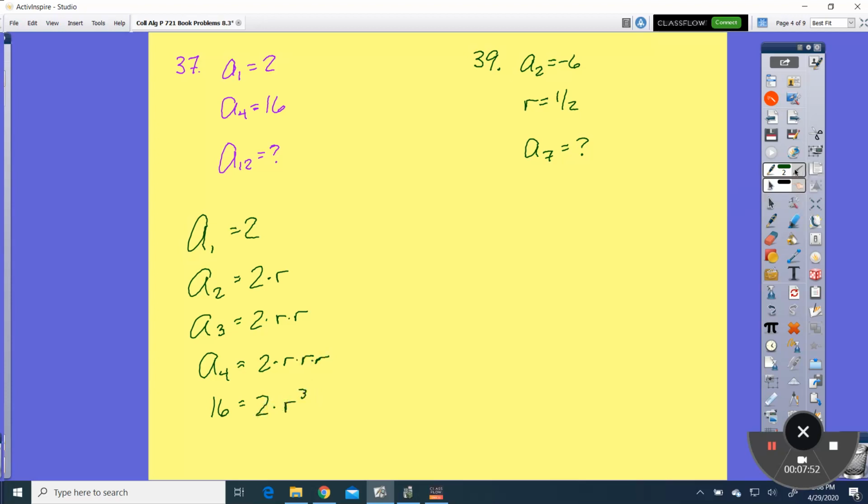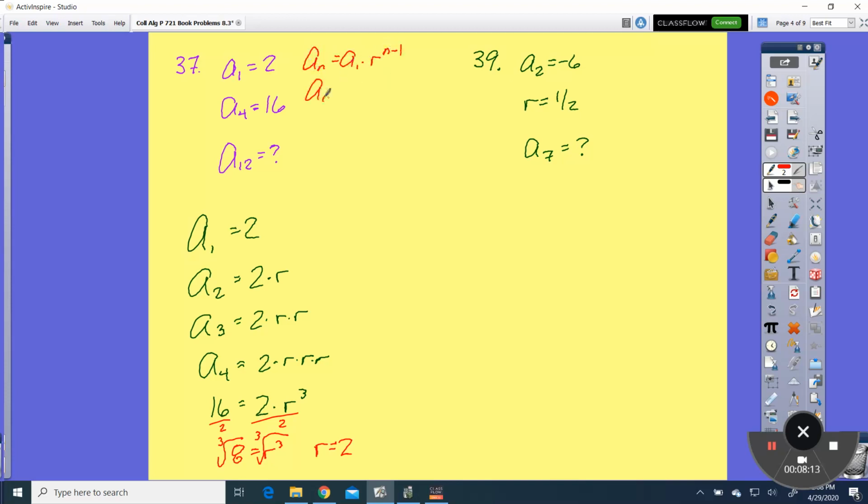So now I can figure out what r is. I can just divide it by 2. So 8 equals r cubed. Take the cube root of each side, and I get that r equals 2. Hey, now we can plug some stuff into a little formula, let our calculator help us, and life's grand.